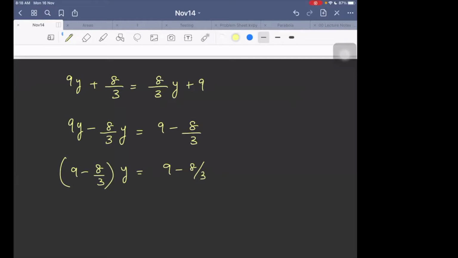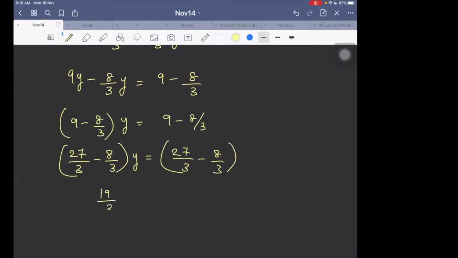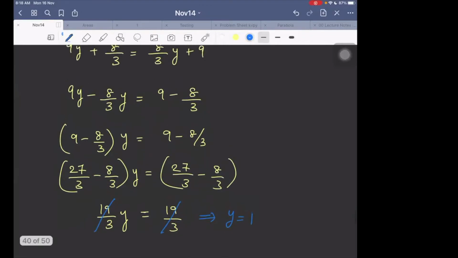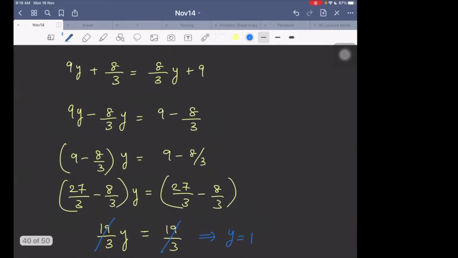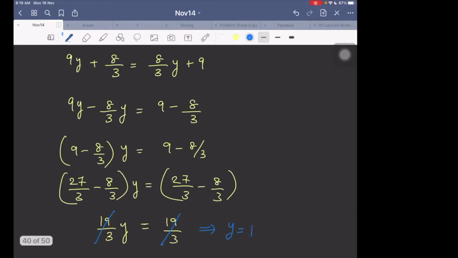Now, if you simplify this, 9 is going to be 27 by 3. This is minus 8 by 3, y is equal to 27 by 3 minus 8 by 3. So this is going to be 19 by 3, y is equal to 19 by 3. Okay. And now you can cancel off 19 by 3 on both sides. Your y is 1. Right? So this is clear. This is clear, right?